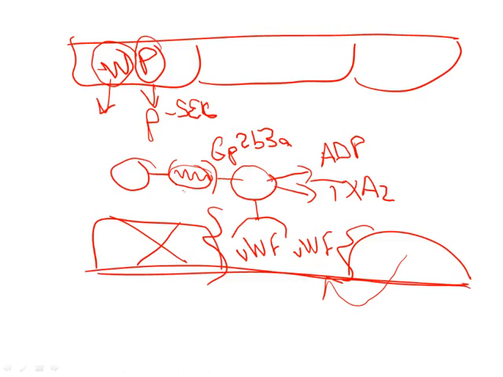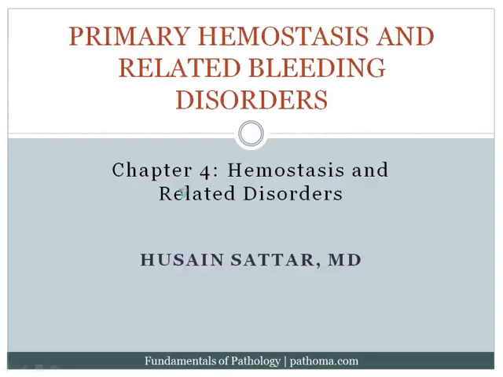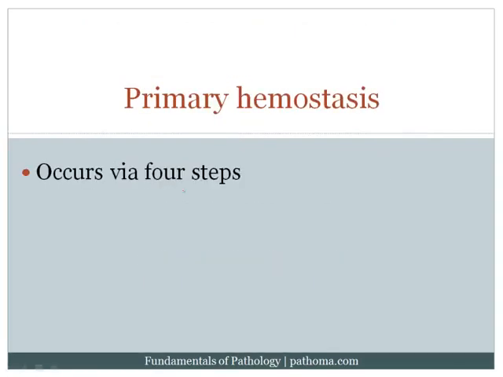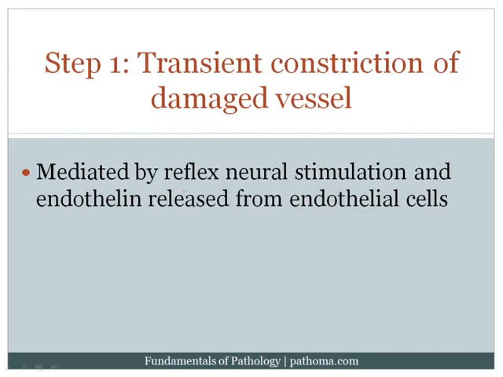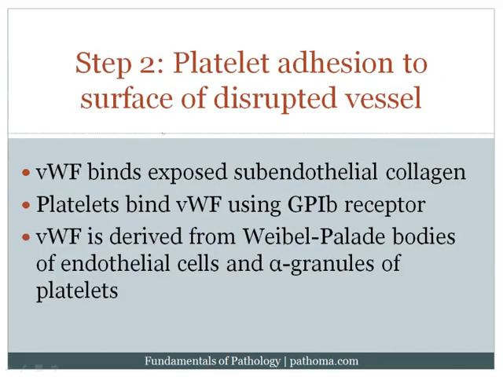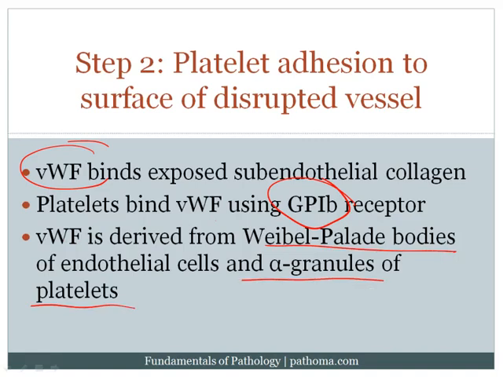Okay, with that in mind, let's read a little bit of our text. Primary hemostasis occurs via 4 steps. In the very first step, we get transient vasoconstriction of the damaged vessel. This is mediated by reflex neural stimulation and endothelin, which comes from the endothelial cells. Step 2, you get platelet adhesion to the surface of the disrupted vessels. Again, von Willebrand's factor will bind that subendothelial collagen, and the platelets will bind that using GP1B. Where does von Willebrand's factor come from? From the Weibel-Palade bodies and from the platelets, in particular the alpha granules of the platelets.